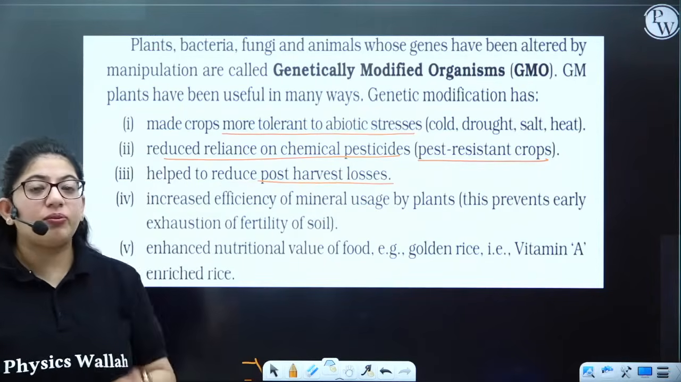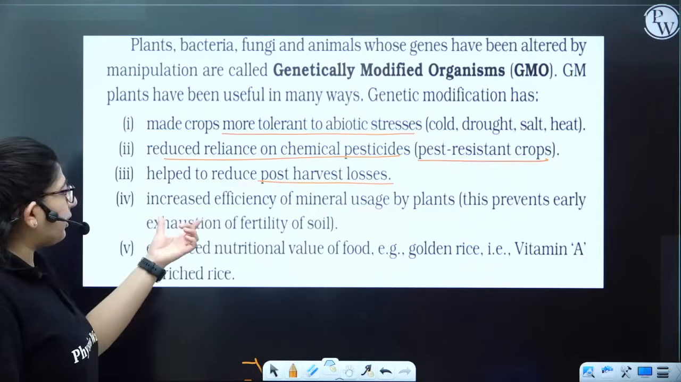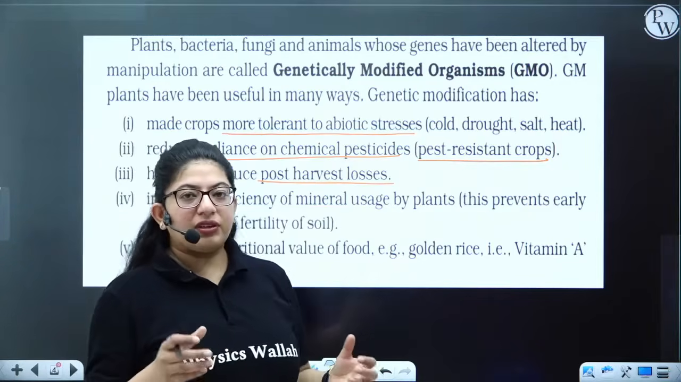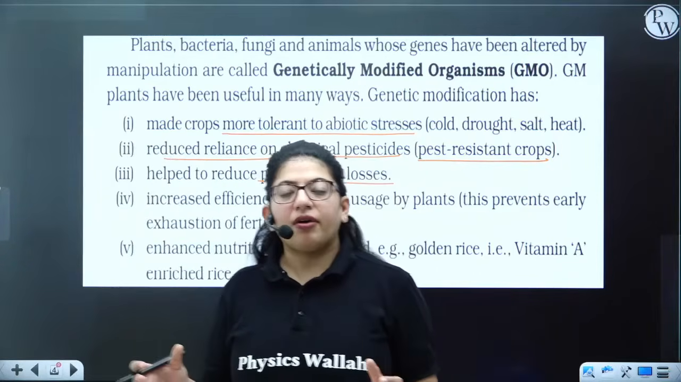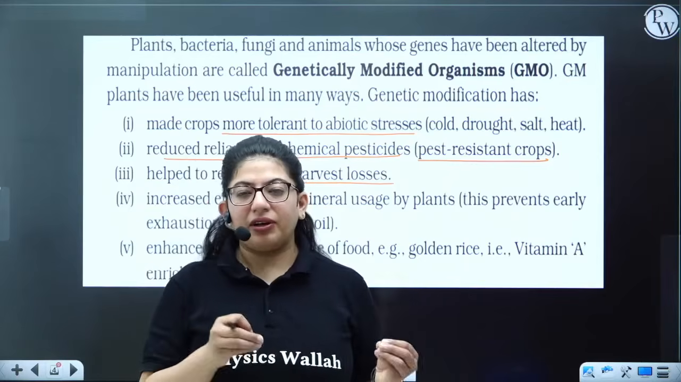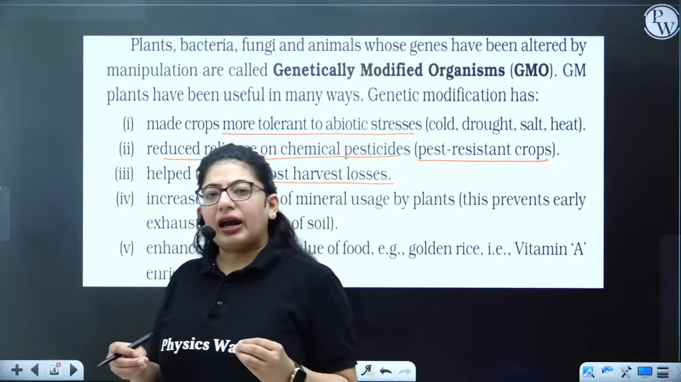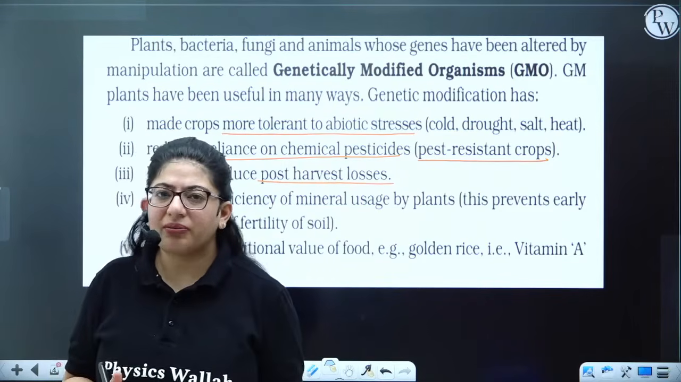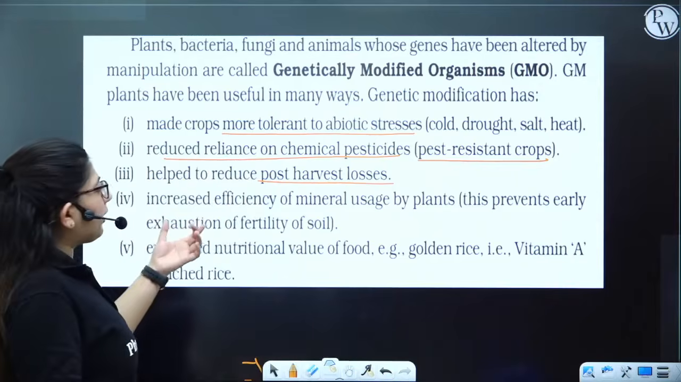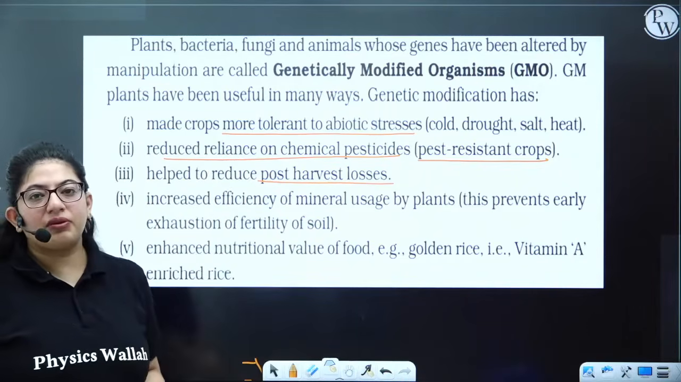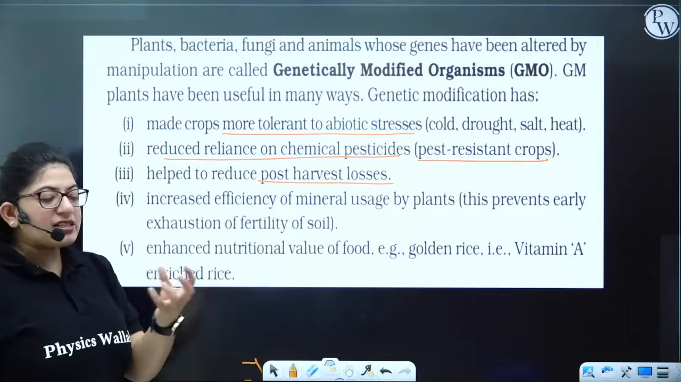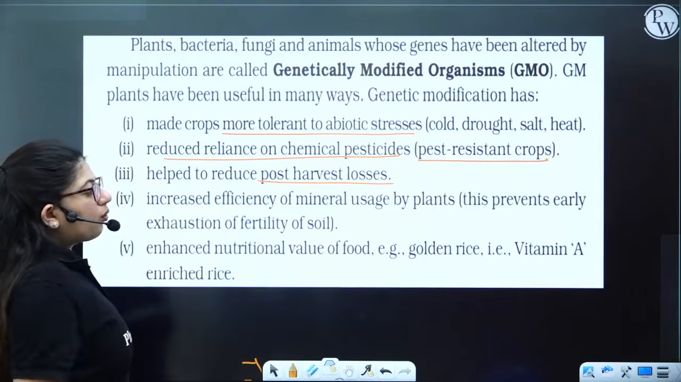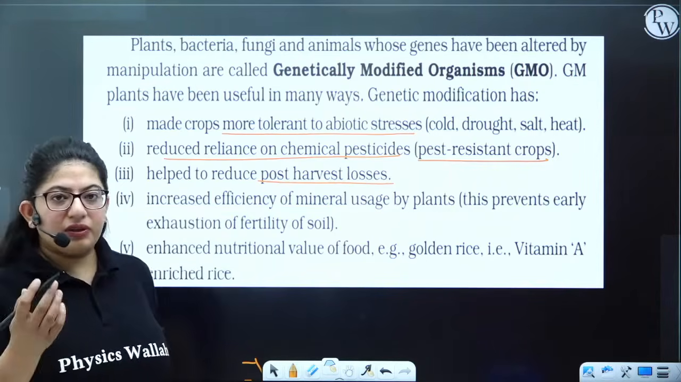See how many benefits GMO have. Increased efficiency of mineral use by plants. If I know there is a soil where the minerals are very less, or I am adding a lot of minerals externally, and I make a plant that can survive with a very low mineral demand, that is pretty good for you. So you can make plants which have less mineral usage, or which work efficiently in less mineral. Enhanced nutritional value of a food, like golden rice, vitamin A enriched rice, which we'll be discussing.